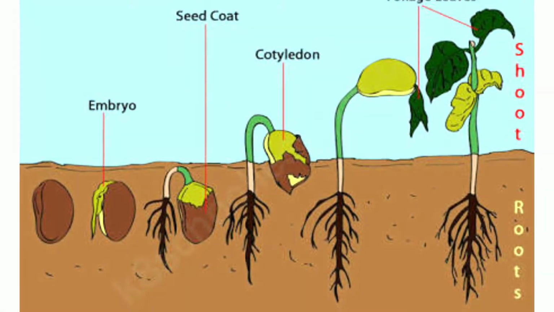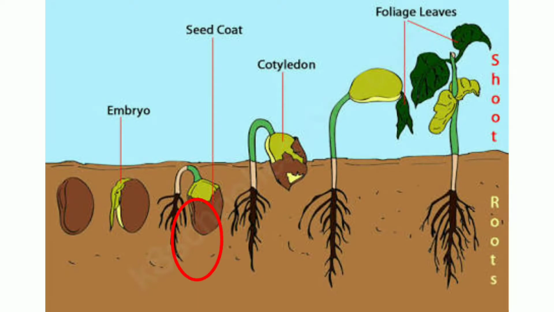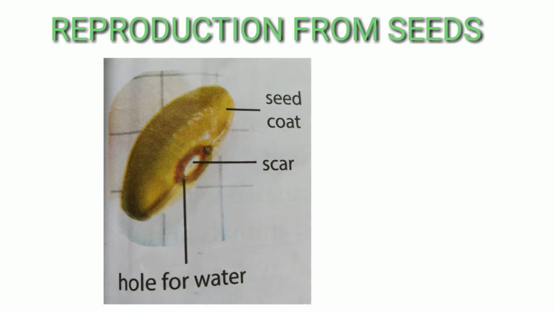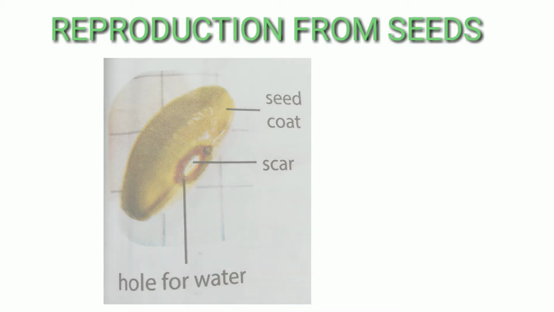The thick outer covering called the seed coat protects the seed. One side of the seed has a scar. This is where the seed was attached to the fruit. Near the scar is a small hole. The hole allows water to enter and makes the seed swell up. Now carefully remove the seed coat.